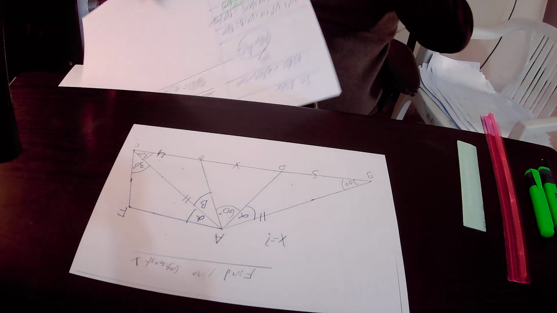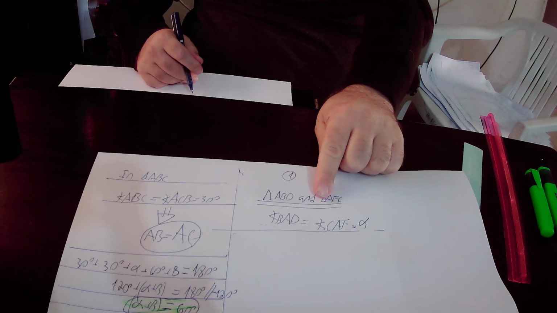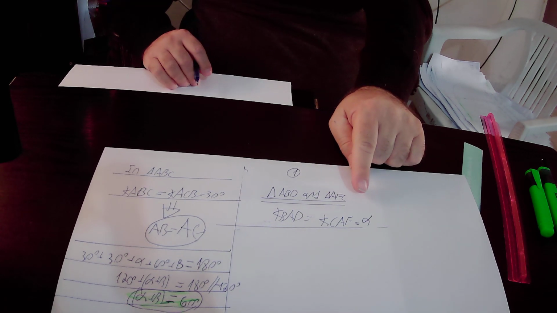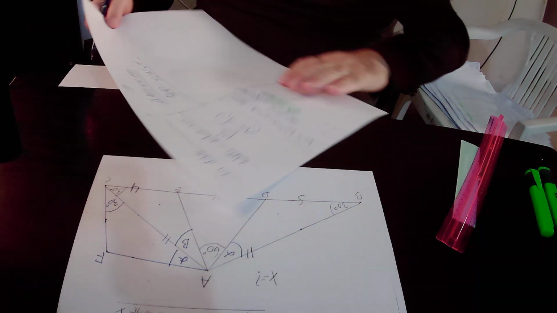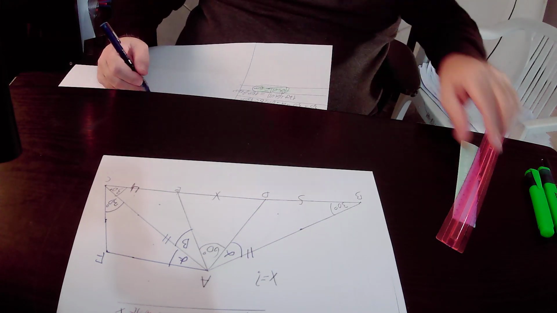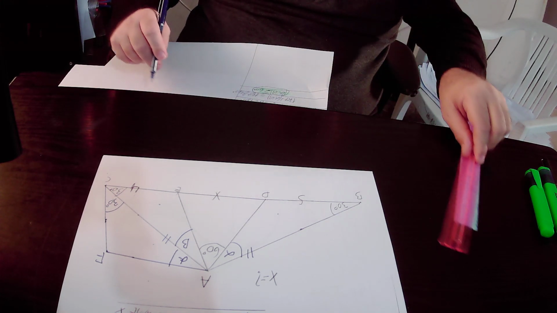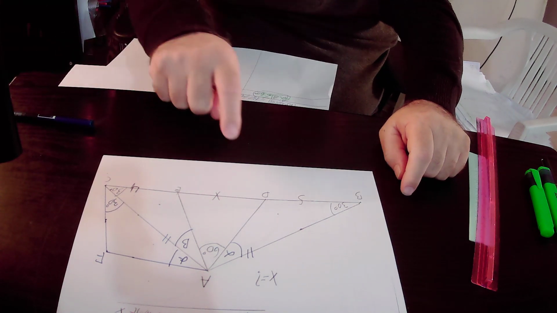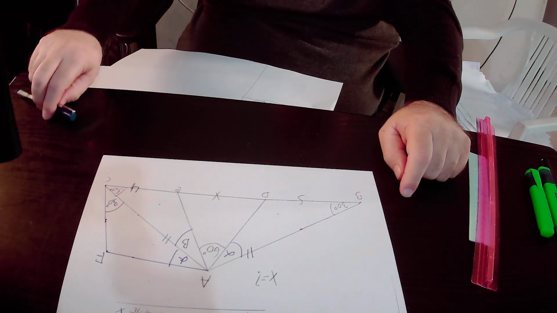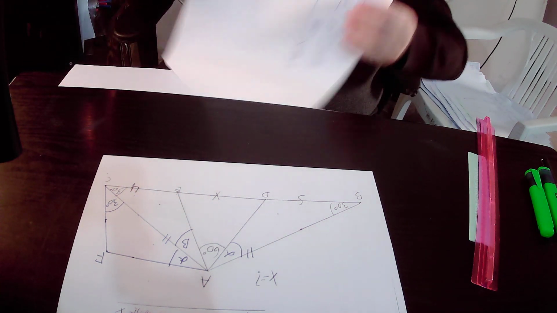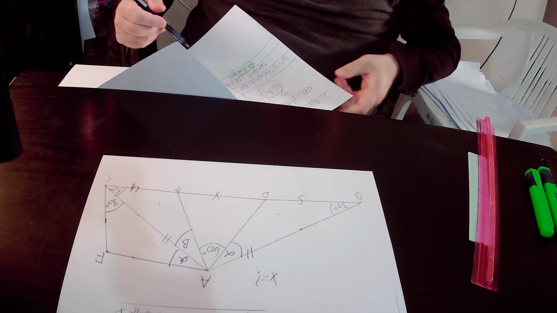I will repeat again. Angle BAD equals angle CAF, and they are both equal to alpha, therefore they are equal to each other. In addition, we have already proved that side AB equals side AC. So we can write it down.